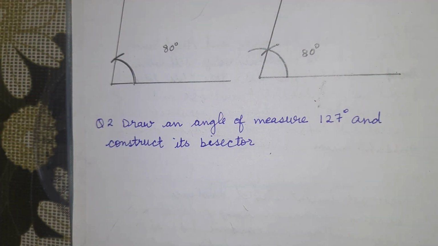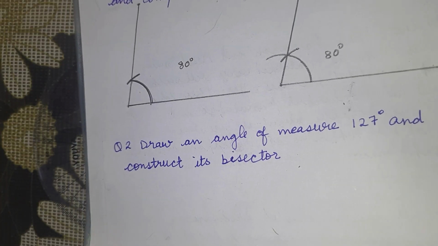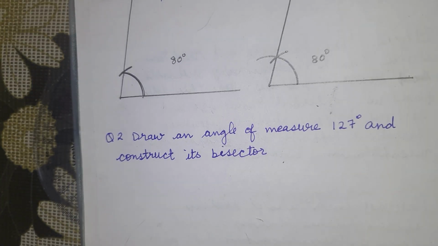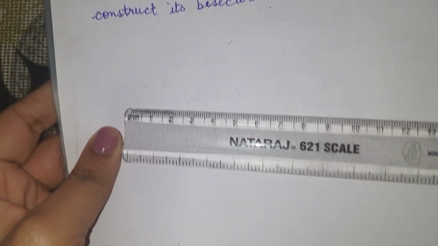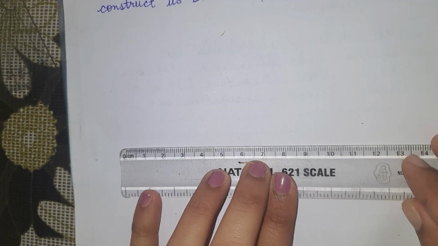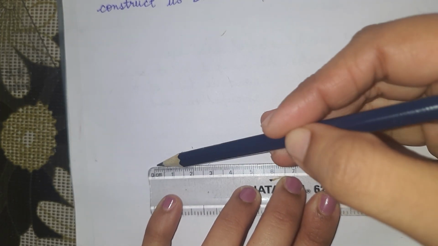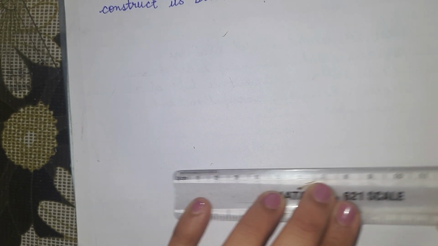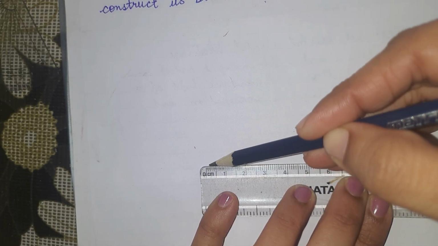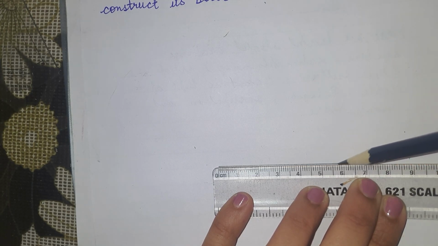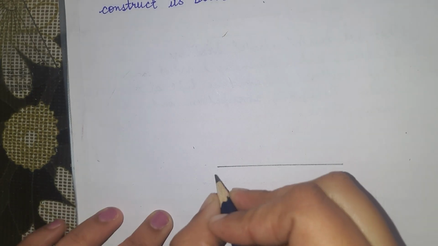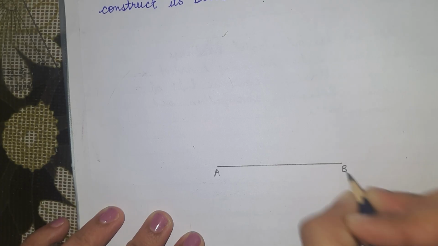The angle is 127 degrees. Again, before starting, whatever things I told you, you have to keep ready with you. Now let us make 127 degrees. Take any length, like I'm taking here, say from 0 to 6. Let me name it AB.